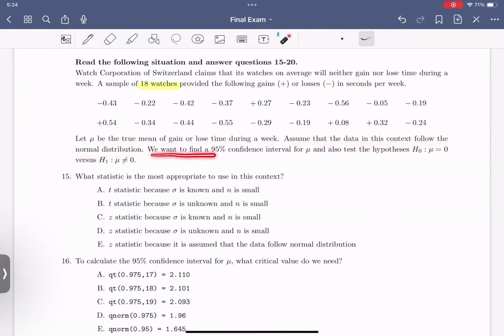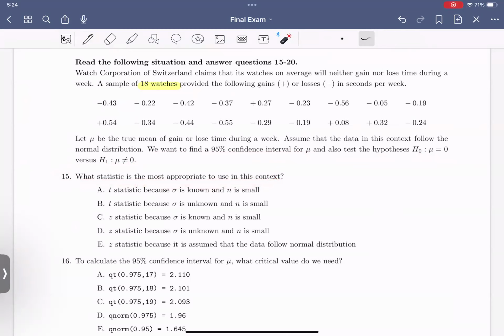We want to find a 95% confidence interval for mu and also test the hypothesis mu equal to 0 versus mu not equal to 0. Let's go. So question 15. What statistic is the most appropriate to use in this context?